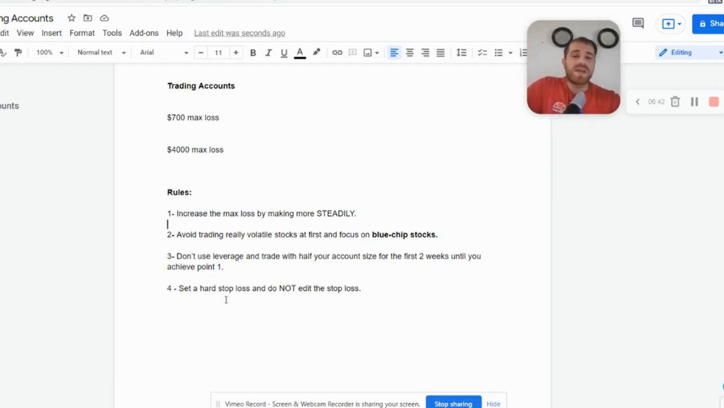4, set a hard stop loss. Now, for me, if you've followed me for a while, you would know that I don't use hard stop losses. But because these are accounts with max losses, you need to use hard stop losses and be really disciplined because sometimes you will time your entry wrong. So let me show you how to do that.